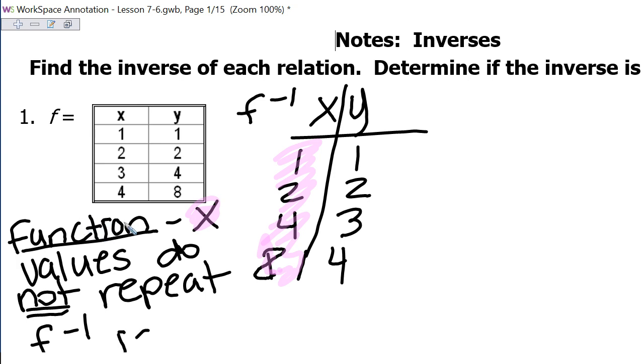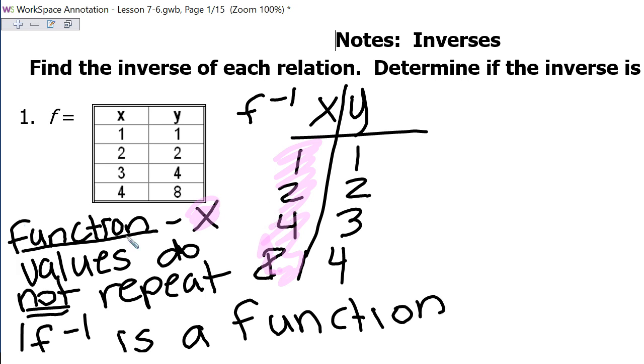This is an Algebra 1 review as far as it being a function. So f inverse is a function because its x values do not repeat. If the x values do repeat, it's not a function. We'll see some more examples.